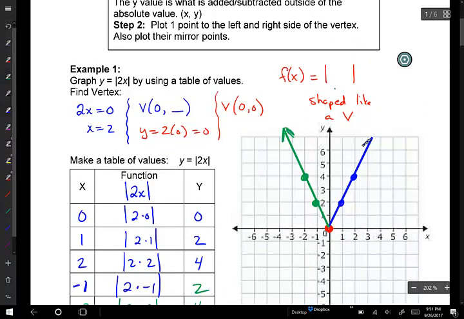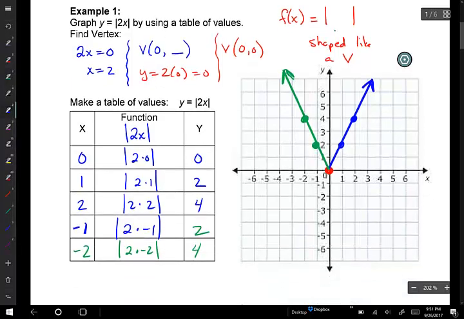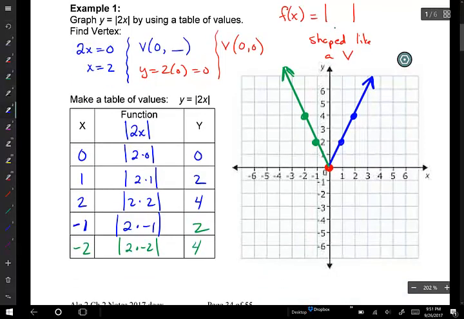Now, it's not a perfect 45-degree V because of that number 2. But what hopefully you are seeing here is that the values that are green and the values that are blue are reflected over the y-axis, because we have taken an absolute value function and taken everything that was negative and made it all positive.